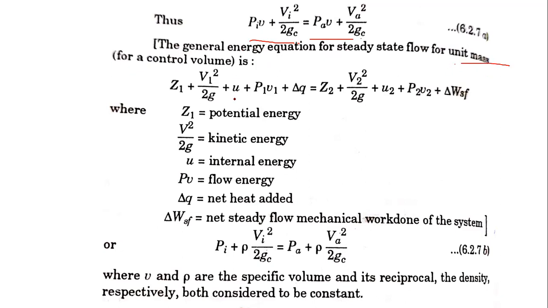The equation will become Z1 plus V1 square by 2G plus U1 plus P1 V1 plus delta Q, that is equal to, equating both sides, Z2 plus V2 square by 2G plus U2 plus P2 V2 plus delta WSF. So these terms are explained below. See, where Z1 is the potential energy.